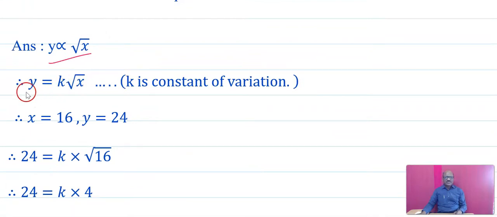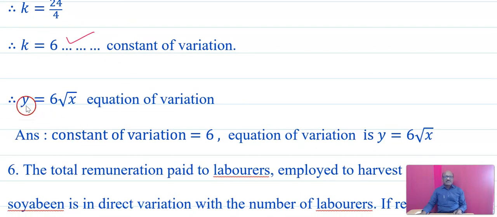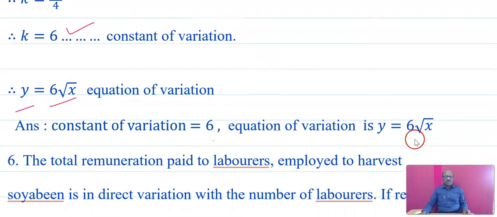Now also we have x = 16 and y = 24. Substitute the values. y is 24 and x is 16. The square root of 16 is 4. Therefore, k = 24/4. You will get the value of k as 6. Therefore, the equation of the variation is y = 6√x. And hence, the constant of variation is 6 and the equation of the variation is y = 6√x.